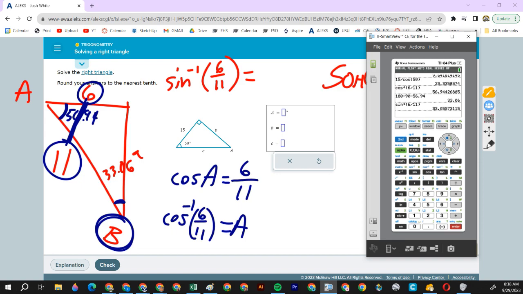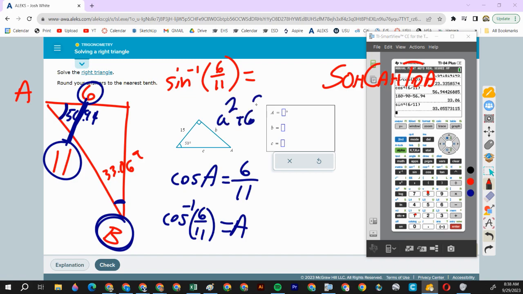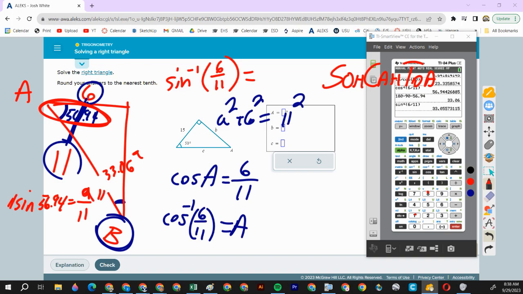There are lots of ways to find A. How could we find A? Well, we could use the Pythagorean theorem. We could say A squared plus 6 squared equals 11 squared. Or we know this angle. We could say the sine of 56.94 is A over 11, and just multiply by 11. There are lots and lots of options to find side A.